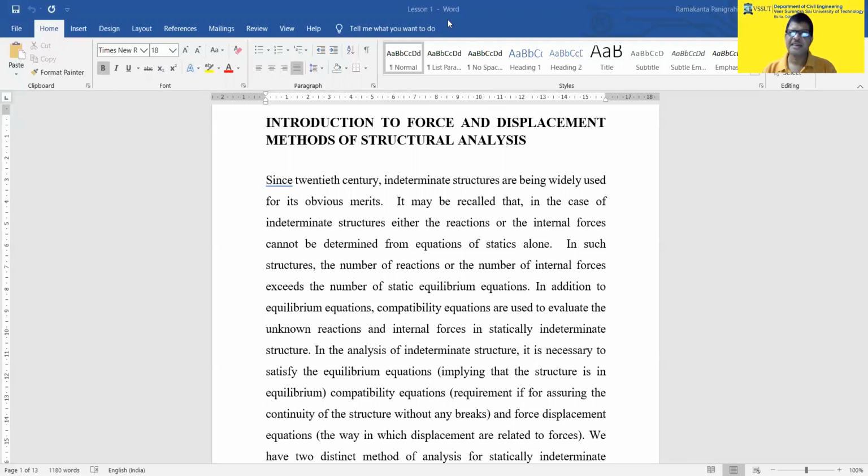So the basic question being asked is, what is the difference between statically determinate and statically indeterminate structures? Let's give some idea of statically determinate and statically indeterminate structures before going into all these things.